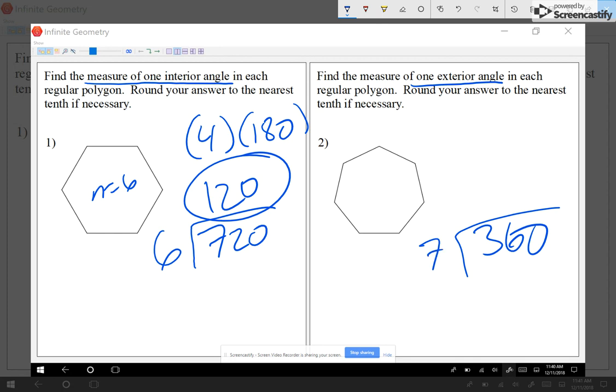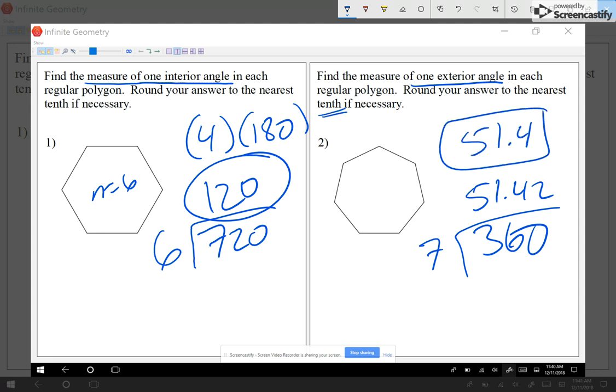According to my calculator, it gives me 51.42 and some more numbers. But because I'm rounding to the nearest tenth, I'm going to call this 51.4. The 2 after the 4 is little, so it doesn't push the 4 up. On that test tomorrow, you guys are looking at one of each of these.